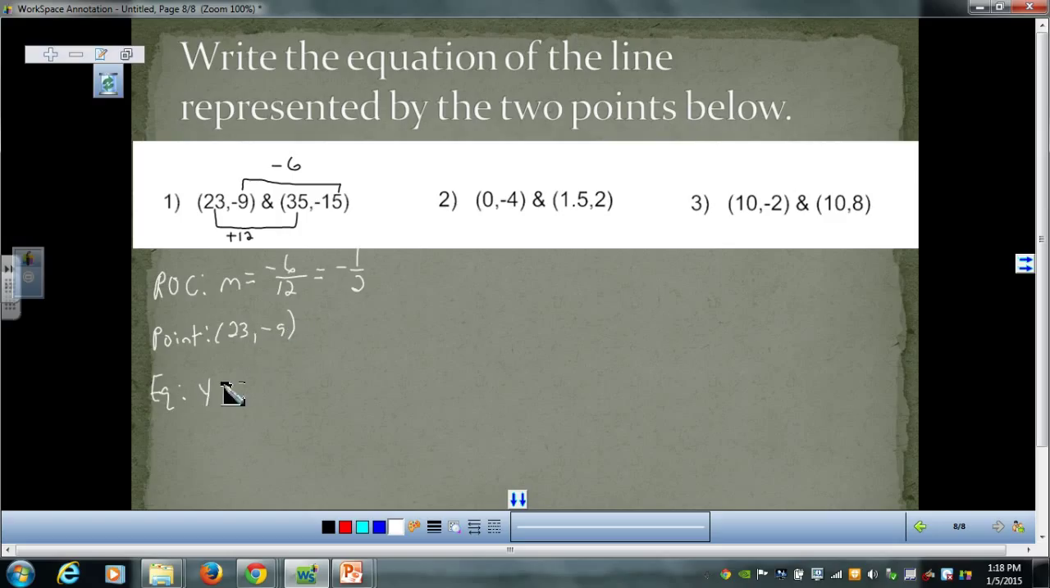And then our equation would be y minus (-9) equals -1/2 times (x minus 23). And there we are. It really just makes things easier because we only have the 2 points to pick.